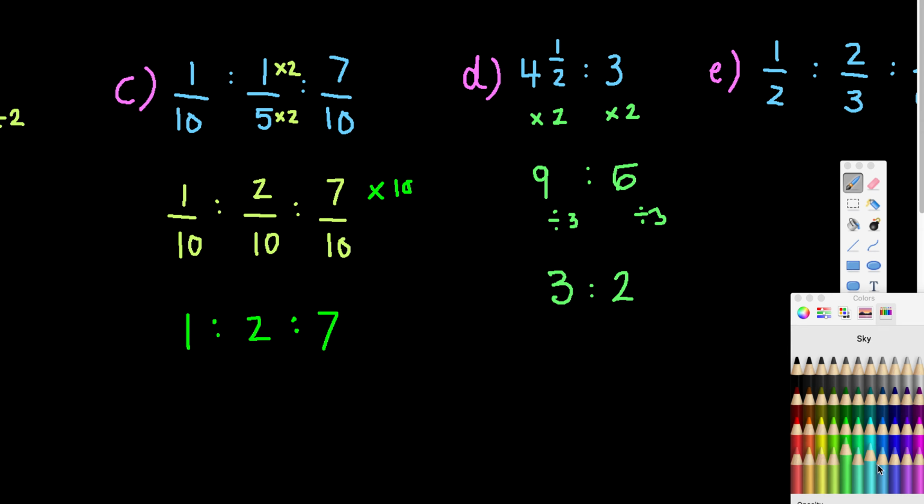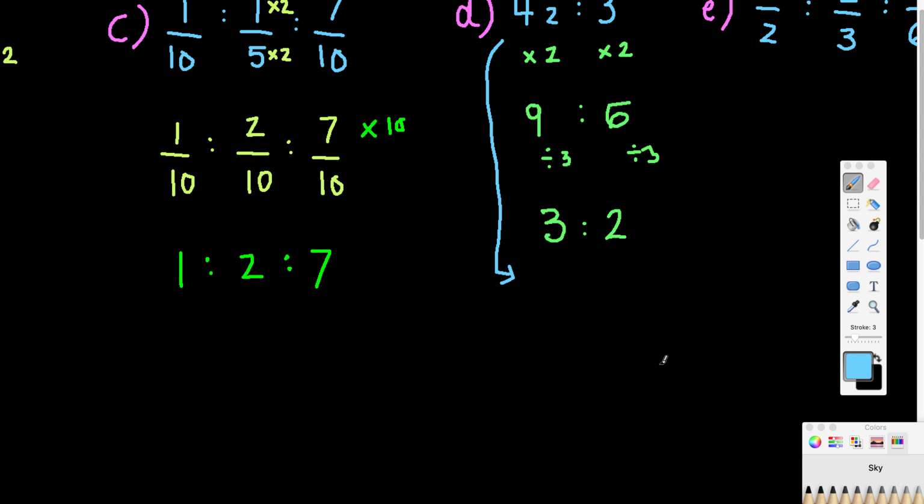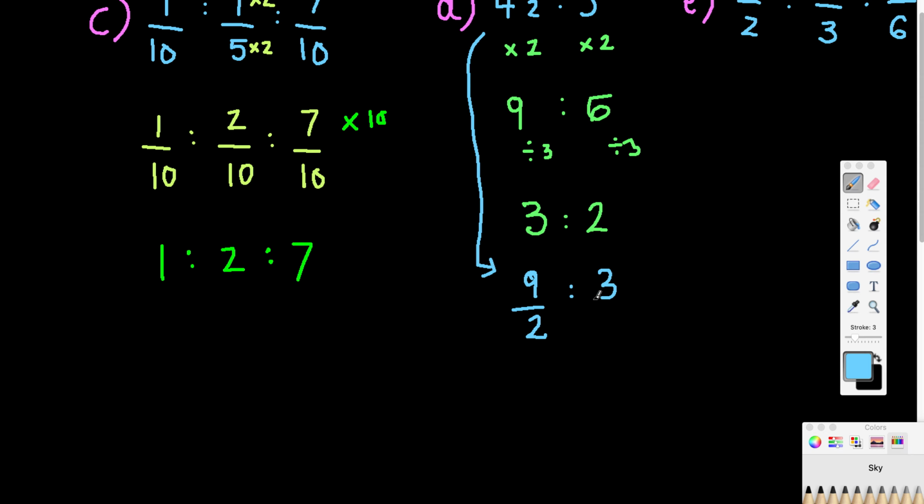Now, alternatively, with my 4.5 and my 3, I could have changed that 4.5 to an improper fraction. So that would give me 9 on 2. So 4 times 2 is 8 plus the 1 is 9. That's where I got the 9 from. 9 over 2 to 3. And then I could times both of those by 2. Now that would give me the same thing that I've got up here. I'll times it by 2. I'll get 9 to 6, and then I'll finally simplify it. So if you do prefer working with improper fractions, by all means you can do that.